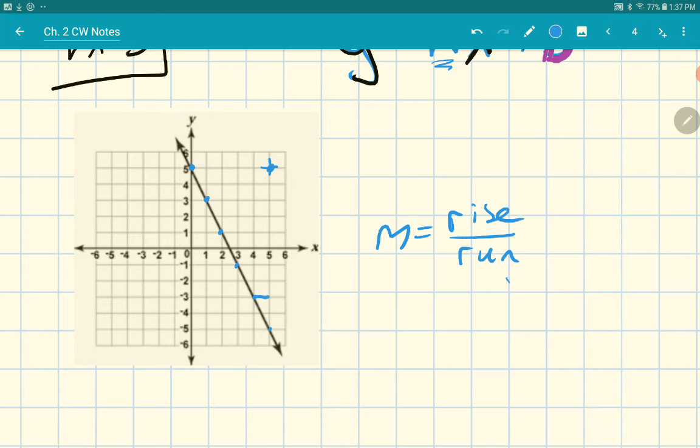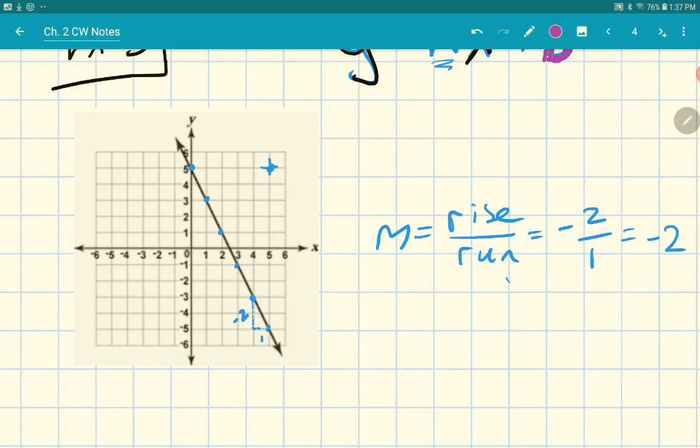I'll just pick these bottom 2. Pick any 2, it doesn't really matter which 2 you pick. I'd like to pick 2 close together so I don't have to reduce the fraction. Oops, you know what I did though? I ran before I rised. Going from left to right, I start with this point, and my rise is going down. It's actually a fall, but it's a negative rise, so it's negative 2. And my run is 1. So that is negative 2 over 1, which means my slope is -2.